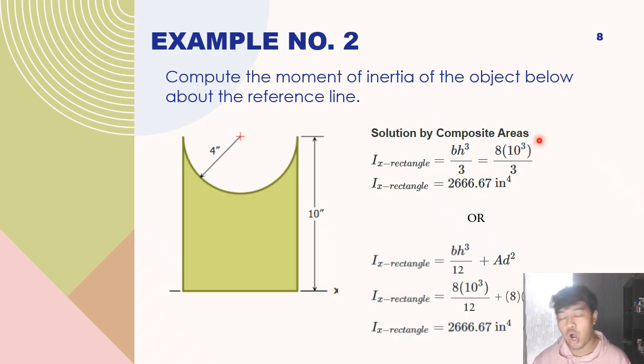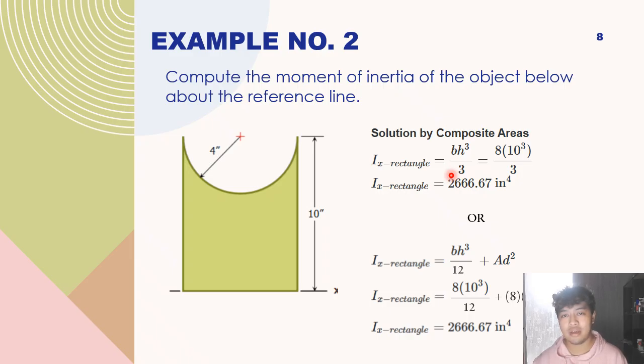we have two options. So the first option is, if you remember our previous slides, we have a formula there for the moment of inertia of the rectangle, but with reference to the axis at the bottom of the rectangle. So this is the formula that we have. So that is bh cubed over 3.